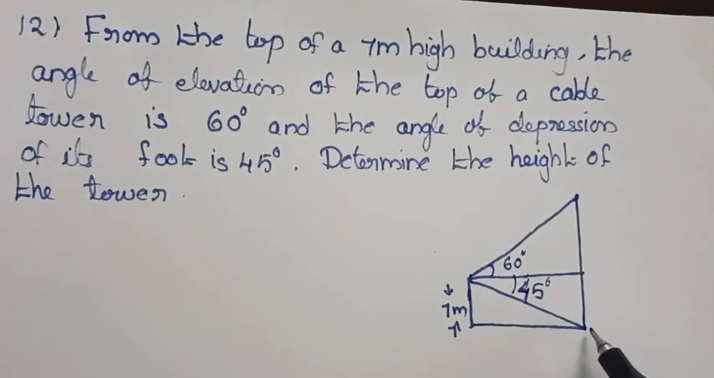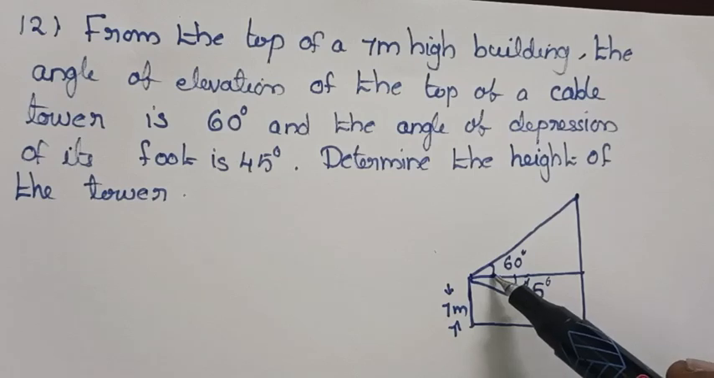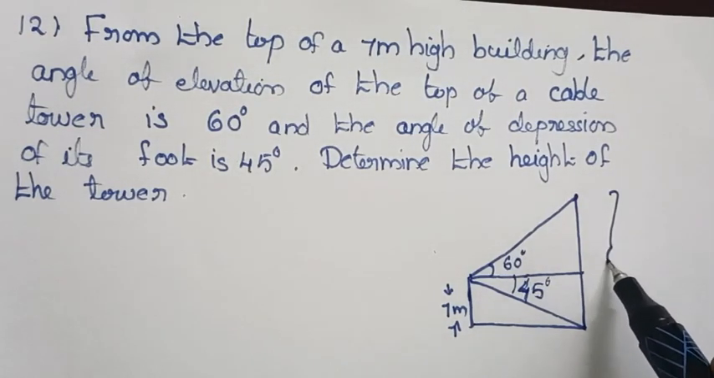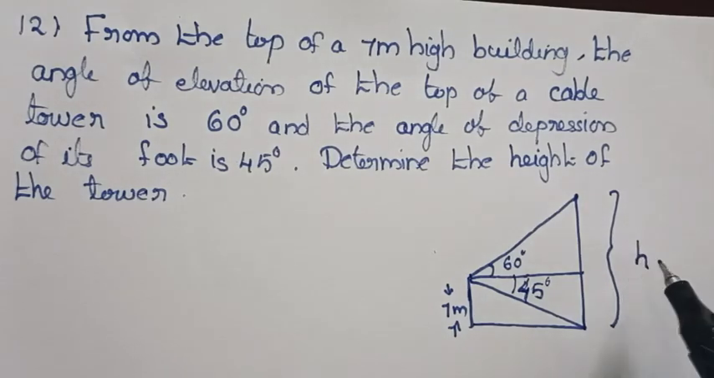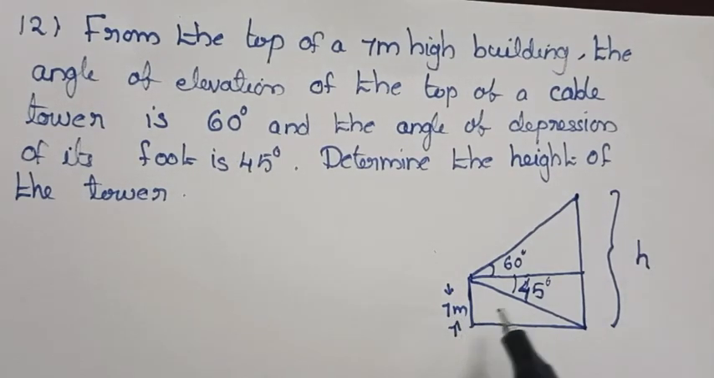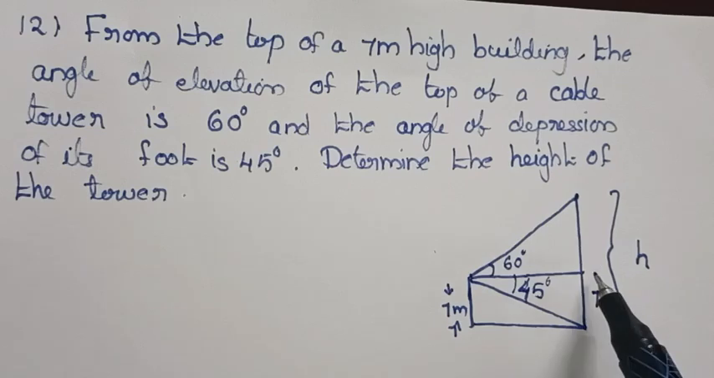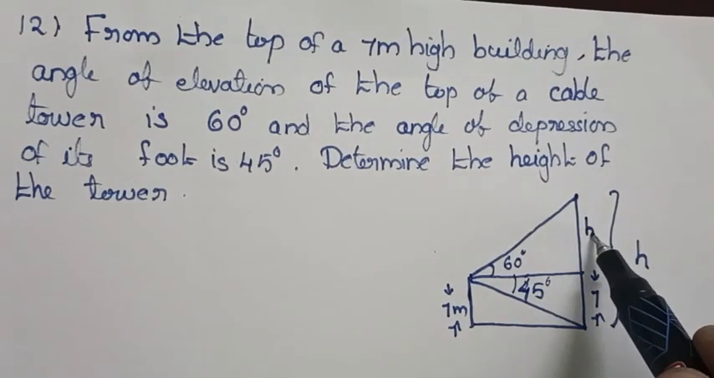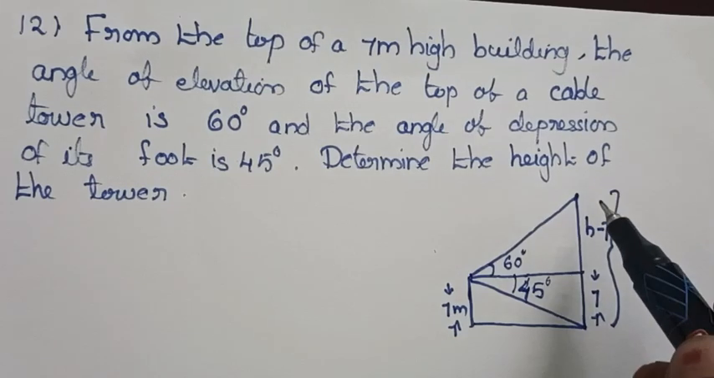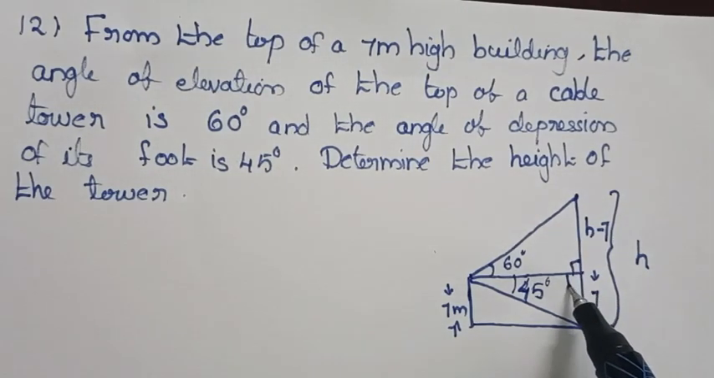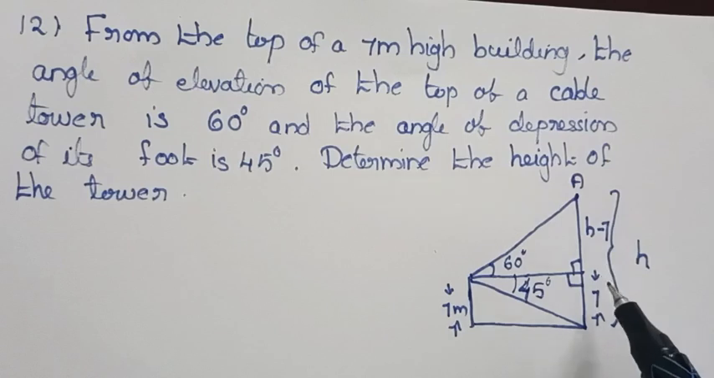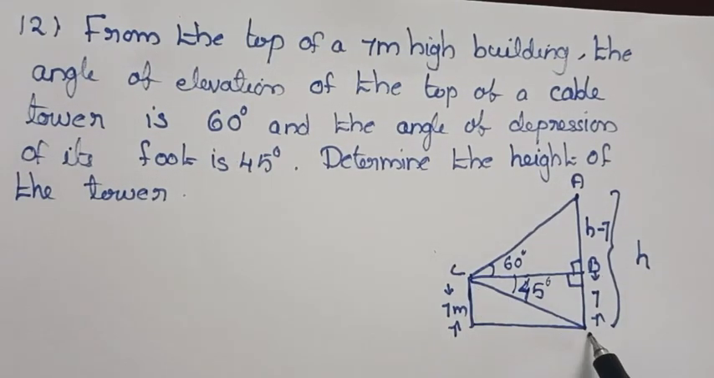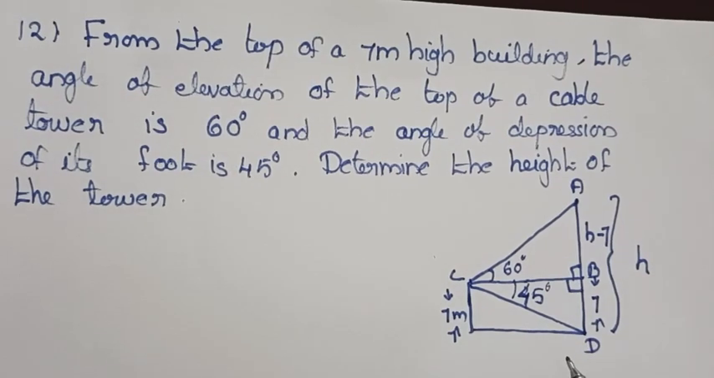Angle of depression of foot of the tower is 45 and angle of elevation of top of the tower equal to 60 degree. We have to find the height of the cable tower. Here it is 7 meters given. Therefore, take this much as 7 meters. Remaining total height h, so remaining h minus 7. Take the right triangles. Two right triangles are there, A, B, C and B, C, D.